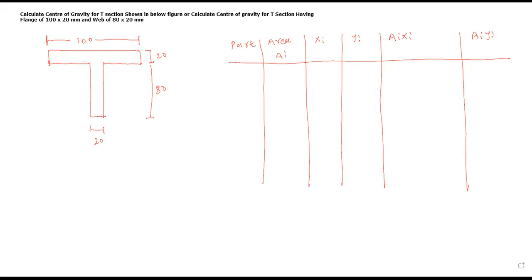First of all, try to understand the data. Calculate center of gravity of T section in the below figure. First, the data is like that.